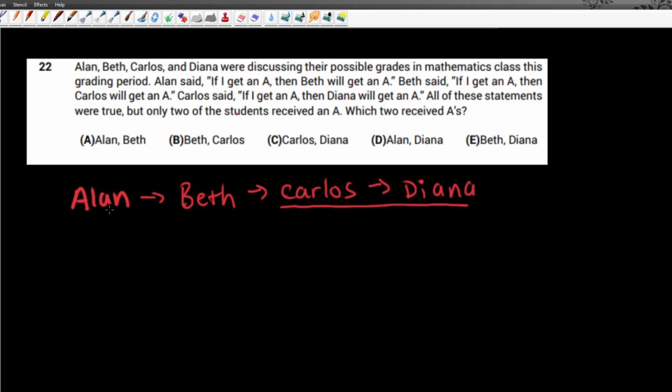This is true because if Alan or Beth received an A, that means all of them got an A, which does not comply with the statement given in the question of only 2 getting an A. If Alan or Beth got an A, all four of them would get an A. But since it's only Carlos and Diana, only 2 of them got an A. So our answer is Carlos and Diana.